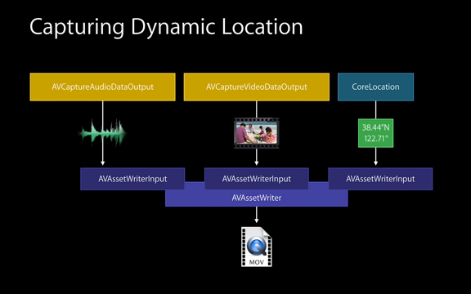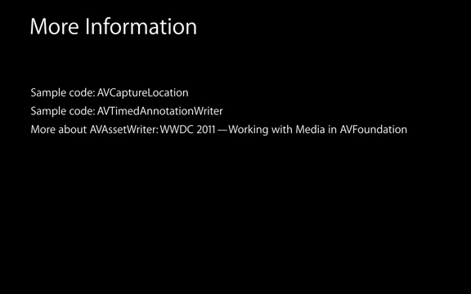own asset writer input. And for more detail about how to do that, we've actually implemented that and made it available as sample code. So see AV Capture Location if you want to make your own movies that contain dynamic location. We also have sample code, as Shalini mentioned, for the demo we just showed you. That's called AV Timed Annotation Writer. And of course, for more information about Asset Writer in general, see that same talk I referenced earlier, Working with Media in AV Foundation. Last 2 quick topics about timed metadata.